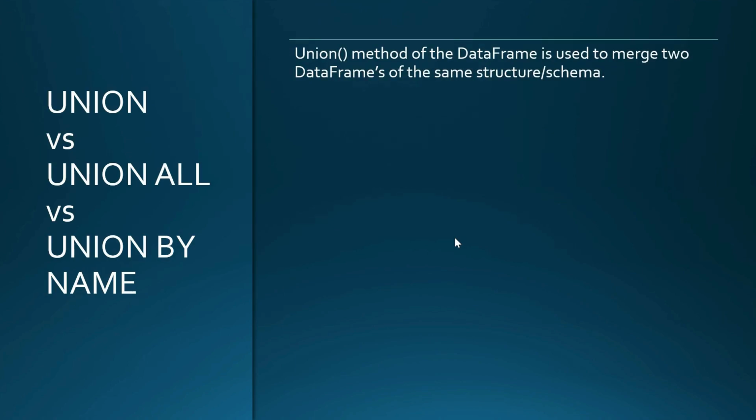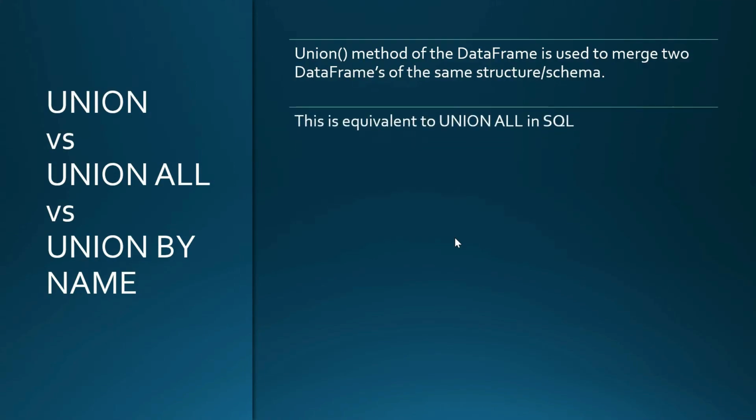For union, it is a method in which you can merge two data frames of the same structure or schema. If you have data frames which have the same number of columns and the same type of schema, then you can use the union method to merge those two data frames. It is equivalent to union all in SQL. Union all means it will merge two data sets and keep all your duplicate values. So the union operation is the same as the union all operation in SQL.